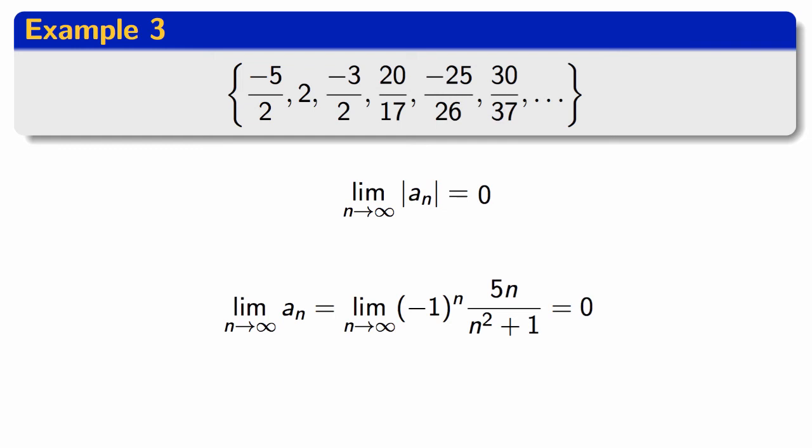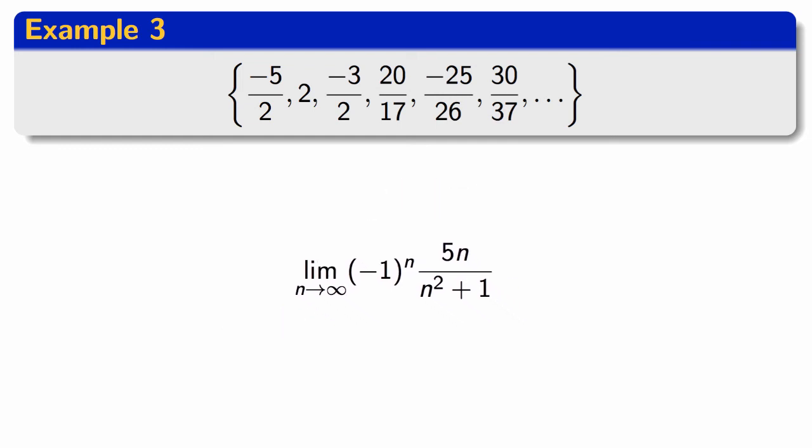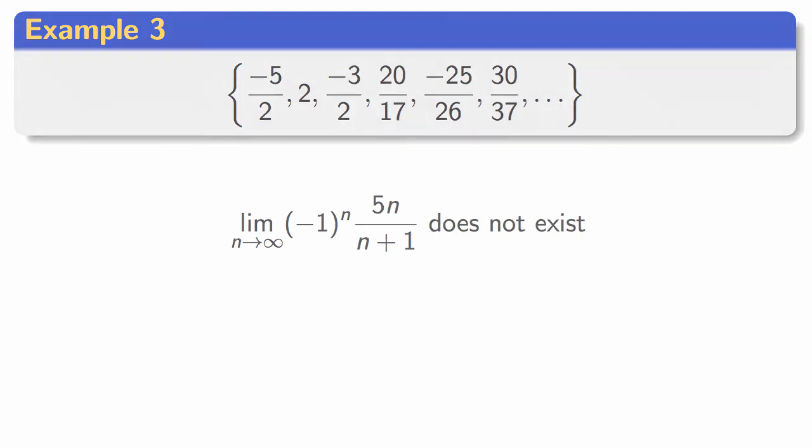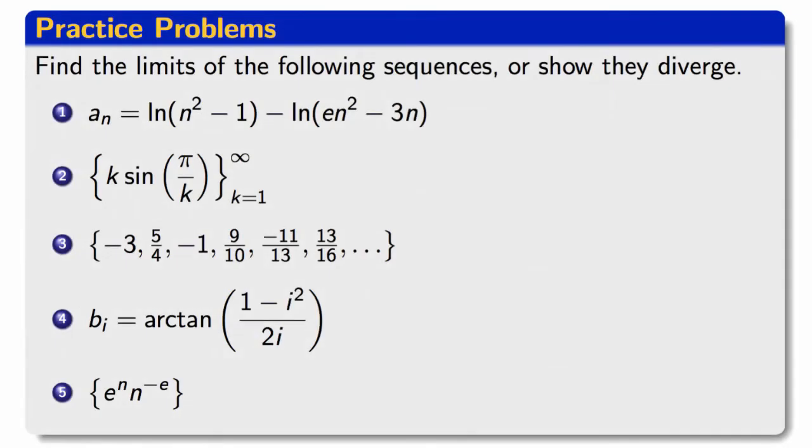As a side note, what would have happened if we instead had the sequence negative 1 to the n times 5n all over the quantity n plus 1? The limit of this sequence does not exist. Try to explain why. Here are a few similar examples for you to try on your own. The answers to these will be posted online.